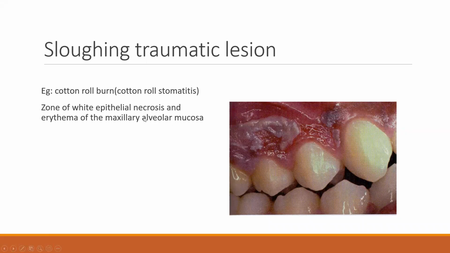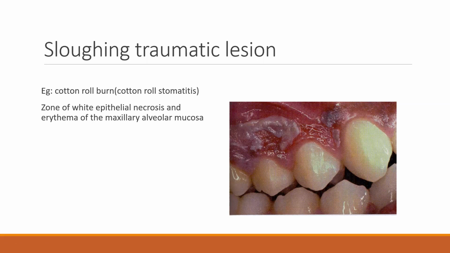So the next one is a sloughing traumatic lesion. Rubber dam isolation can reduce iatrogenic mucosal injuries. But when we use cotton roll isolation for moisture control especially, two things happen. The first one, caustic material can leak into the cotton roll and be held against the mucosa. For instance, the cotton roll has been held against the mucosa for an extended period of time, and this erosion has been caused by chemicals absorbed by the cotton.